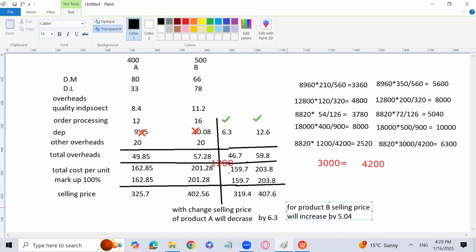Because of the change in the apportionment of depreciation, which is 8820, according to machine hours, the selling price of product A will decrease by 6.3, and the selling price of product B from the previous method will increase by 5.04. I think it's quite simple, right? There is no problem in understanding that. You can write it down so that I can move forward, because there is another part in the question which we are supposed to solve, which is not that difficult, but a little bit technical.